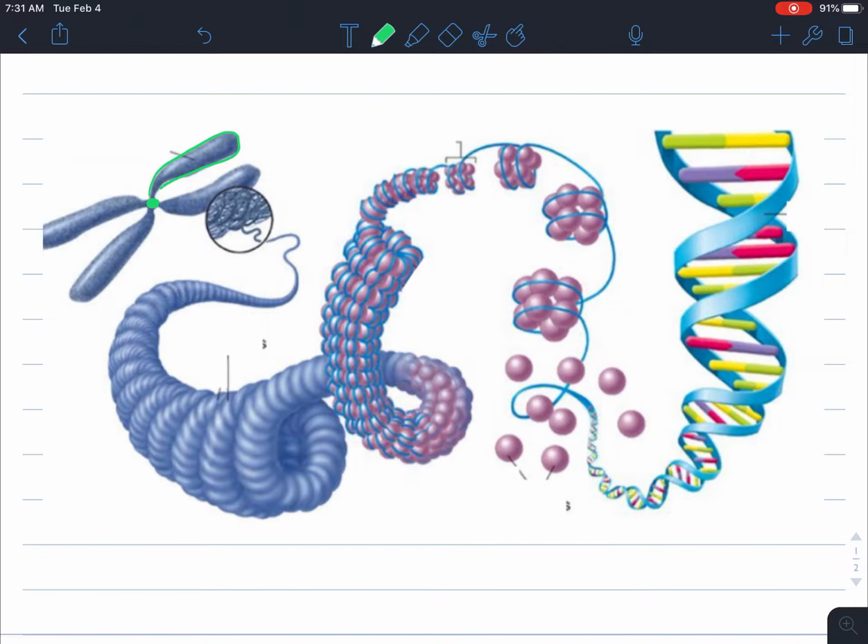Do you remember what it was called? Yeah, it's a chromosome. So that left side is one sister chromatid. This other right side is another sister chromatid. Remember, those are exact copies of each other. These are the telomeres. And this is the centromere. And each of these are our sister chromatids.